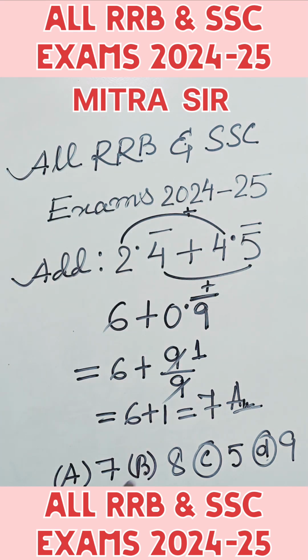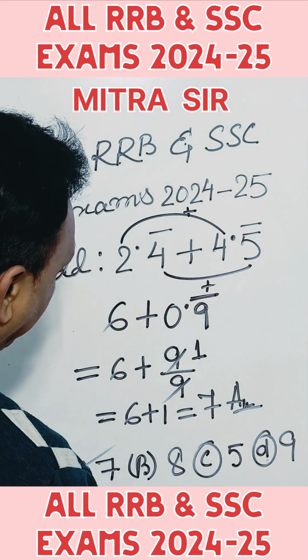From the options, you check whether 7 is there or not. Yes, 7 is there in option A, so A is the correct answer.